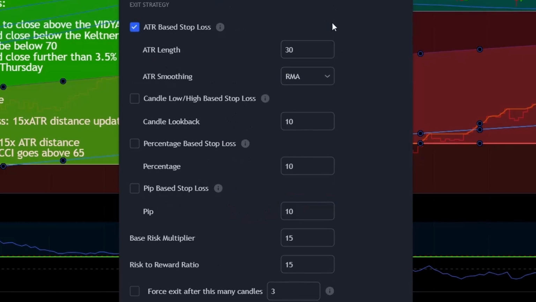Scrolling down, here you can see the exit strategy. I am using an ATR based stop loss with a 30 length. And I set the base risk multiplier, which is in this case the ATR multiplier, to 15, and the risk to reward ratio to also 15, which probably will never get hit.